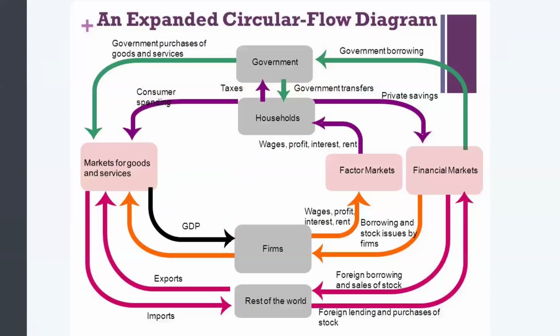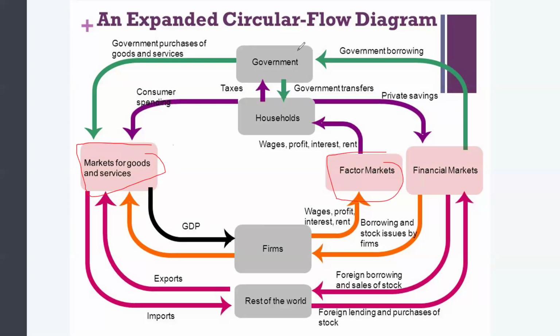Let's further complicate it. Let's introduce the rest of the world, the export market. Let's introduce other countries into our circular flow of income. Again, the relationship between households and firms doesn't change. We still have got our market for goods and services, and our factor market. And the households and the firms are still interacting between those two markets.